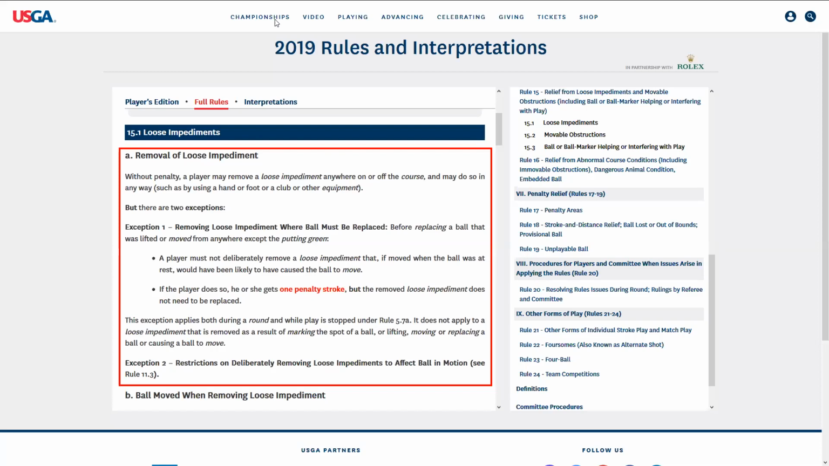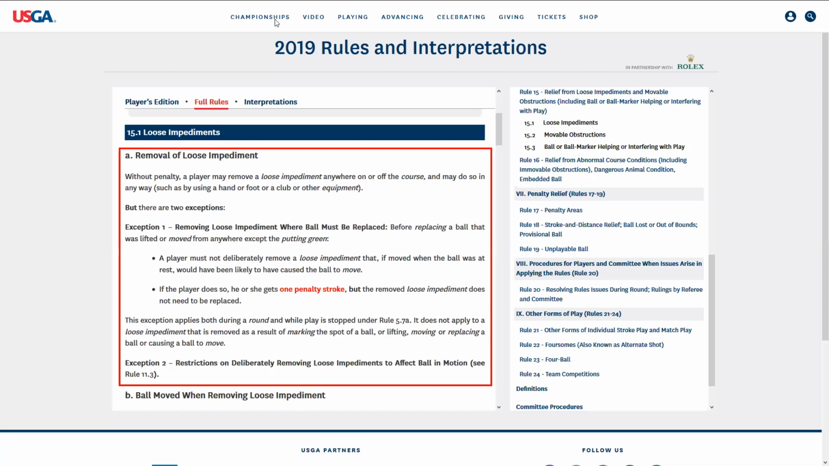But there are two exceptions. Removing loose impediment where ball must be replaced. The key for this exception is understanding the word replace. It does not apply to the word drop or the word place. Before replacing a ball that was lifted or moved from anywhere except the putting green, a player may not deliberately remove a loose impediment that, if moved when the ball was at rest, would have been likely to have caused the ball to move. If the player does so, he or she gets one penalty stroke, but the removed loose impediment does not need to be replaced.